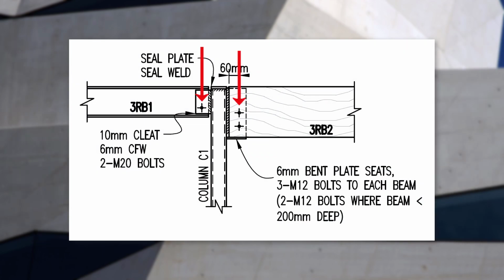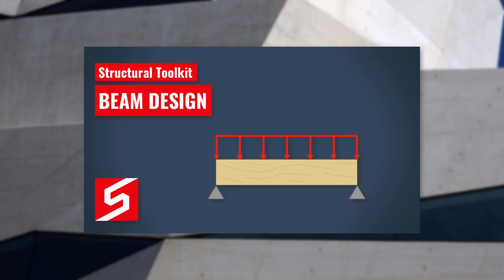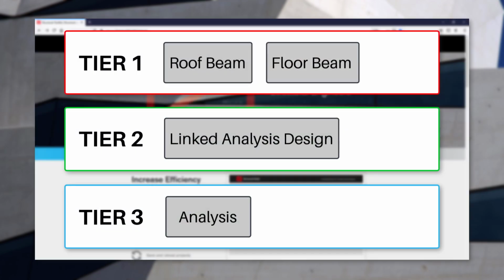That being said, many of the connections will have an eccentricity from the fixing of the beam to the face or top of the column, and so any moment caused by this will need to be considered in the column. We talk about this in detail in our timber column design video. In our beam design video, we went through the various beam design modules available in Toolkit, which you can refer back to as needed. For our lintel designs here, the most appropriate module will be the roof beam module.